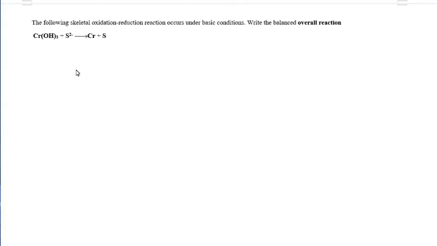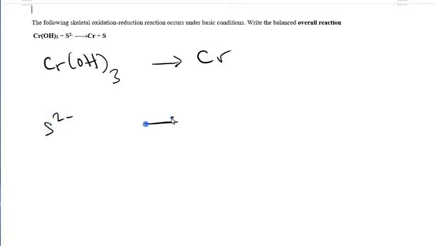We're going to skip the oxidation numbers step, because we're just concerned with balancing the reaction, and you'll see that everything will come to place as soon as we balance this. So we really don't have to assign oxidation numbers per se, unless they want you to. We're going to write out the two half reactions, no electrons. We'll do those at the very end. So we have chromium hydroxide going to chromium, and you have sulfide going to sulfur.